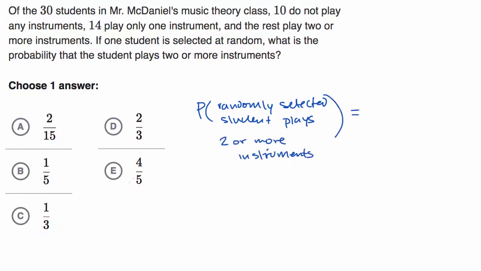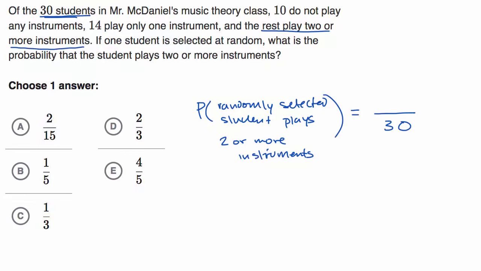It's going to be, well, how many students are we picking from? Well, we're picking from 30 students. And then how many of those 30 students meet this condition that they play 2 or more instruments? Well, it says here, 10 do not play any instruments, 14 play only one instrument, and the rest play 2 or more instruments. So how many is in that rest group?